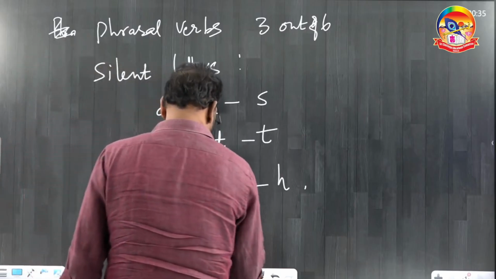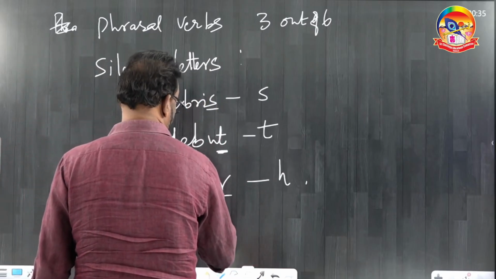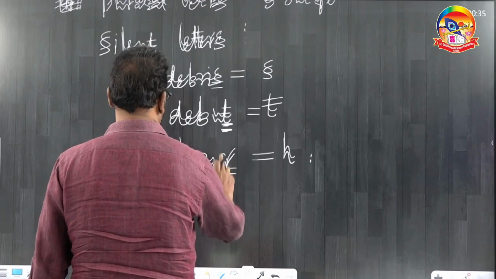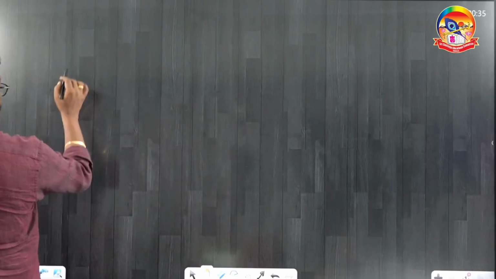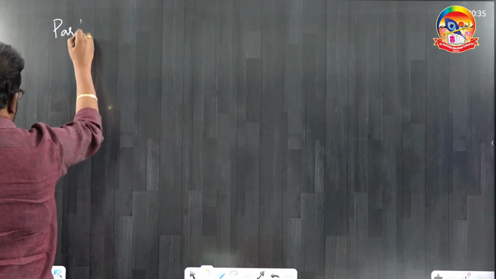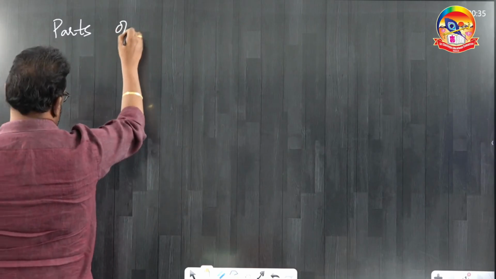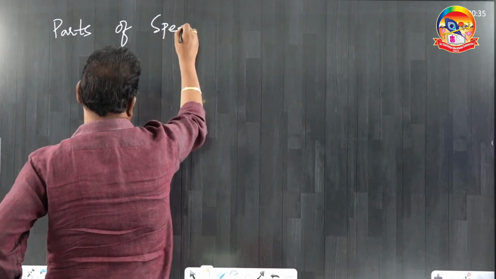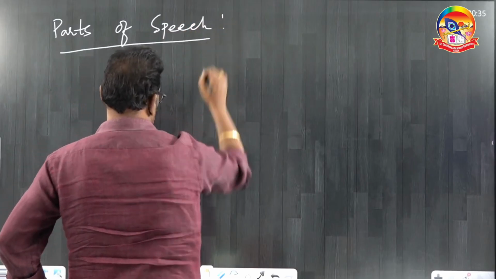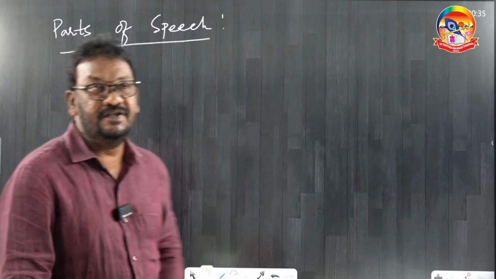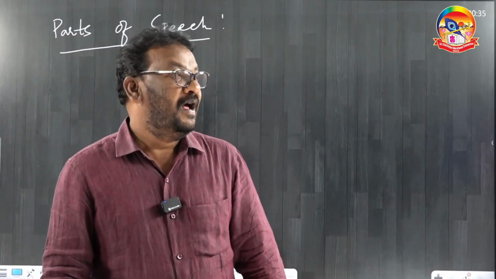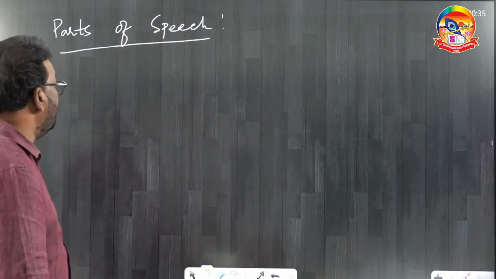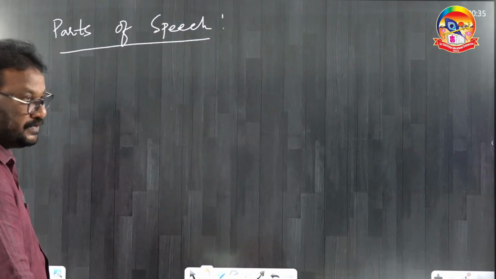So like this, and 6 are given there, and each one carries half mark, and 3 marks you will be able to score. And next one, most confusing area. Most confusing area in English grammar is parts of speech. 6 sentences with 6 words underlined are given in your paper, and you need to identify the part of speech of those underlined words.